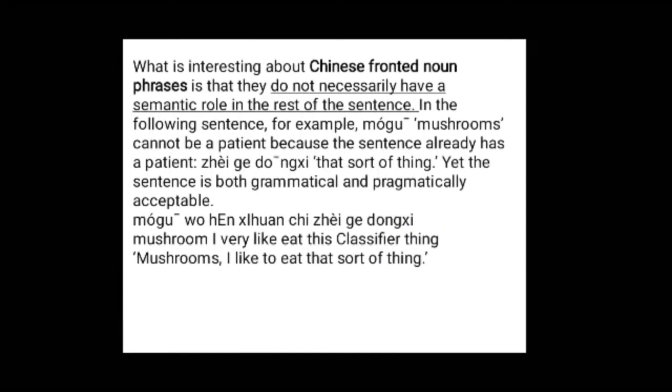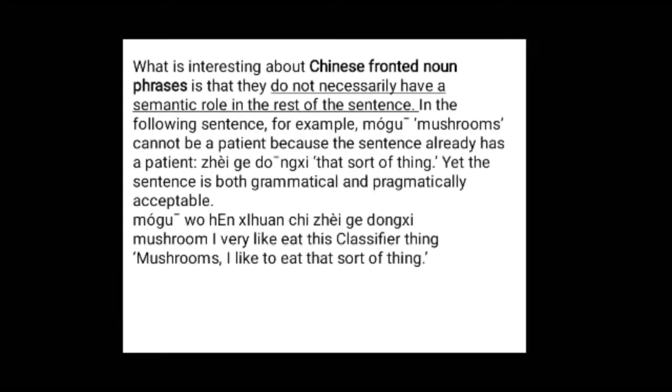Then, what is interesting about Chinese fronted noun phrases is that they do not necessarily have a semantic role in the rest of the sentence. In the following sentence, for example, mogu, or mushrooms, cannot be a patient because the sentence already has a patient. Yet the sentence is both grammatical and pragmatically acceptable.